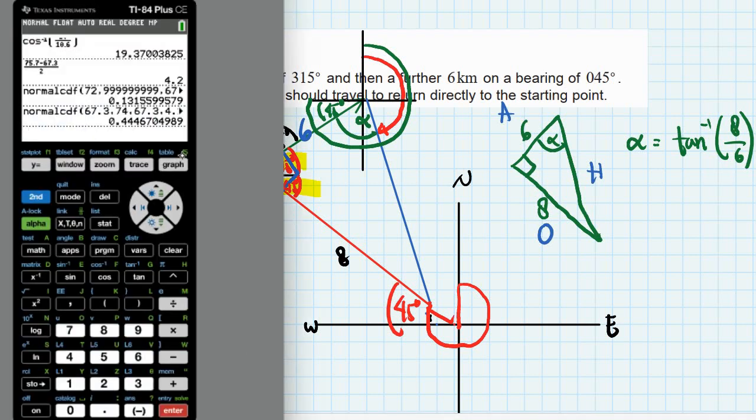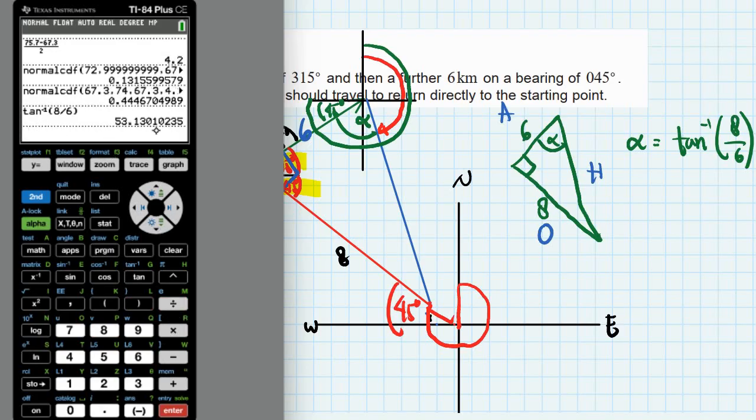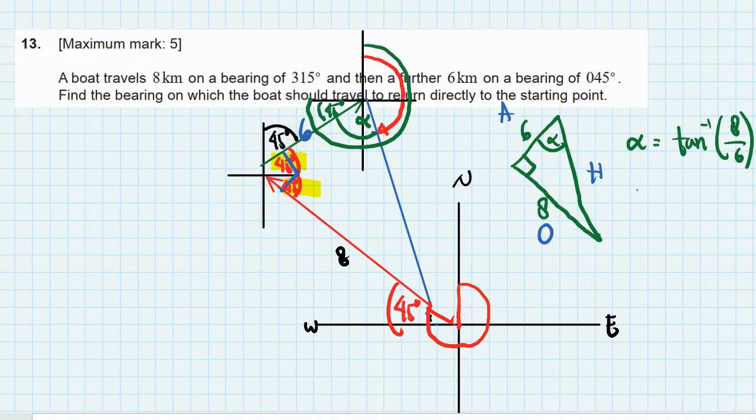Let's calculate it on our trusty calculator. Tan inverse of 8 divided by 6. Enter. We have 53.130, so alpha equals 53.130 and so on. So that means the bearing, sorry, it doesn't have enough space there, I'll write it here.